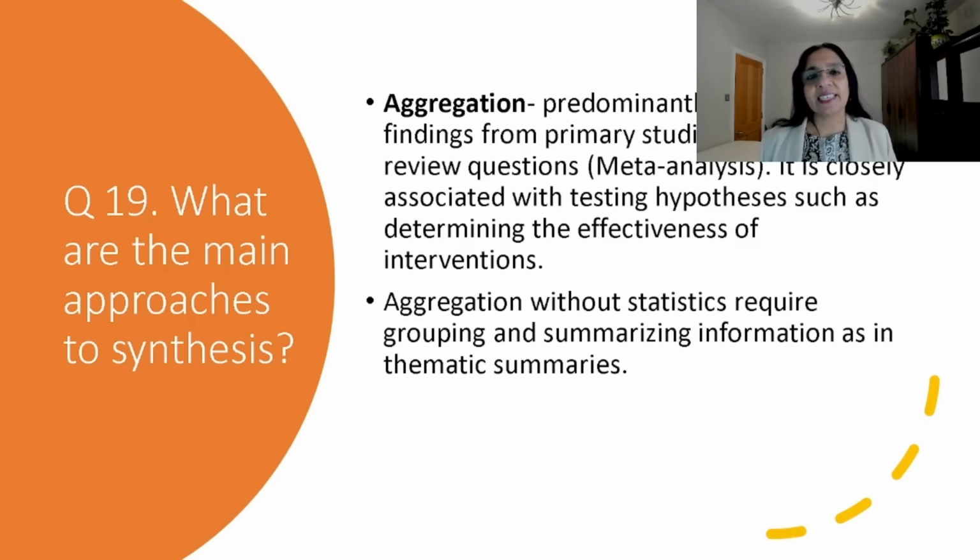So broadly we can categorize as aggregation and configuration approaches. So what is this aggregation? In aggregation, we add up the findings from primary studies to answer review questions. So that is the predominant method here, adding up the findings. A typical example is meta-analysis. It is closely associated with testing hypotheses such as determining the effectiveness of interventions. So this approach is commonly employed when we need to test the effectiveness of interventions.